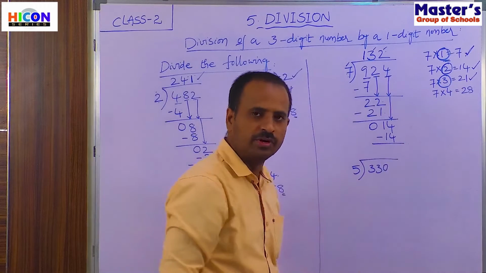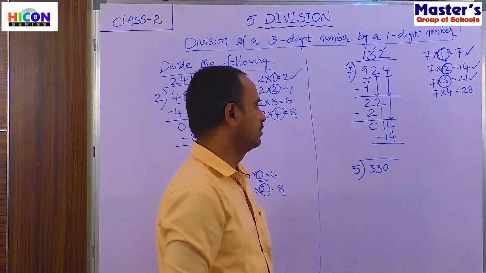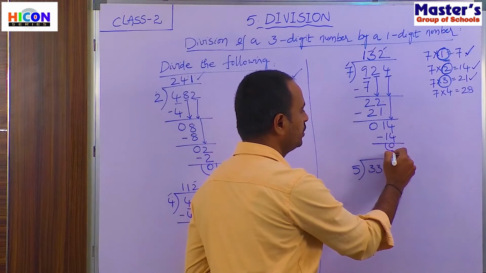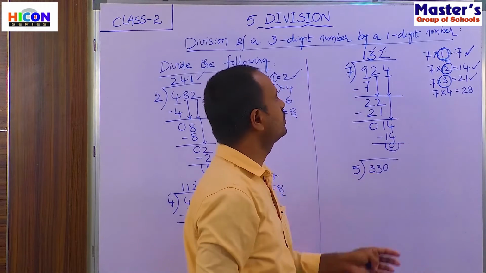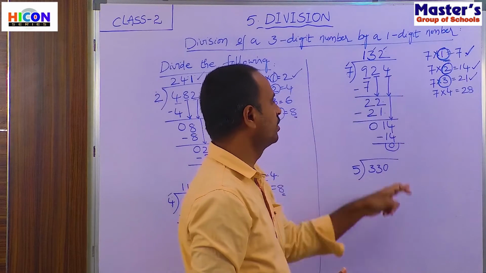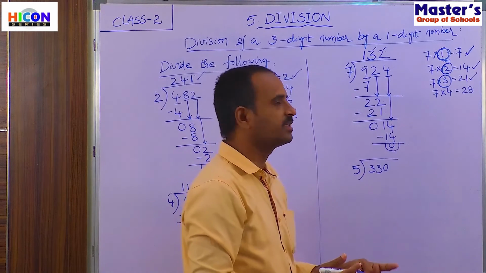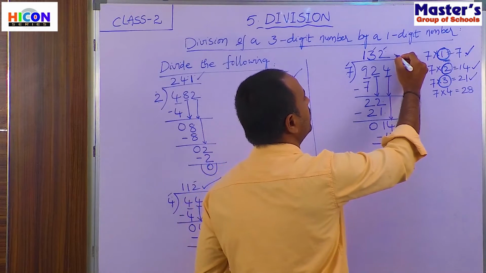So 14 minus 14, the answer is 0. So children, the division is completed because there are no more digits to bring down. So division is completed. What is the answer here? The answer is 132.